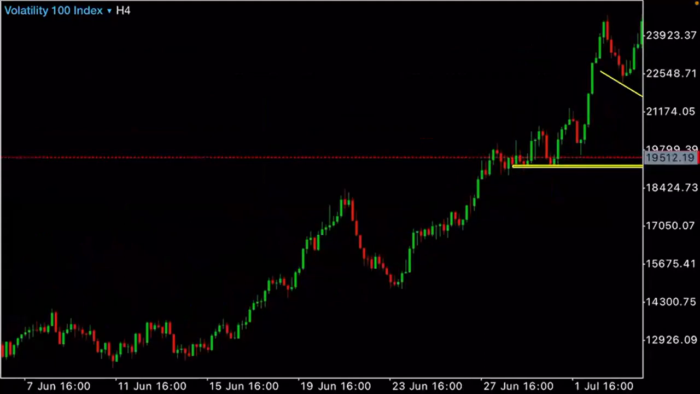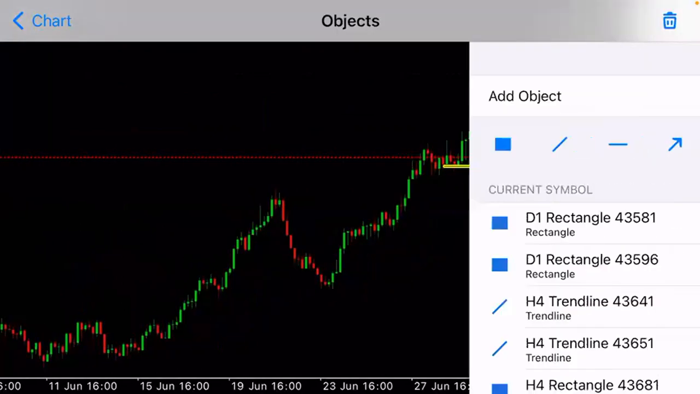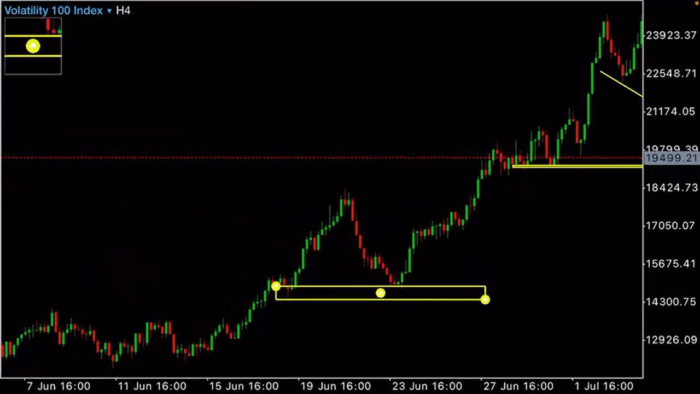Okay, let's look at V100. I think this is the last thing. Okay, let's look at this order block, guys. And the other thing, it's not always the case or the scenario whereby the order block will be respected.